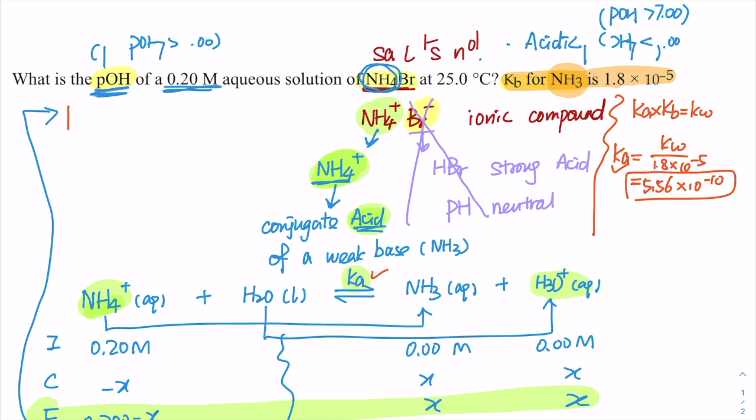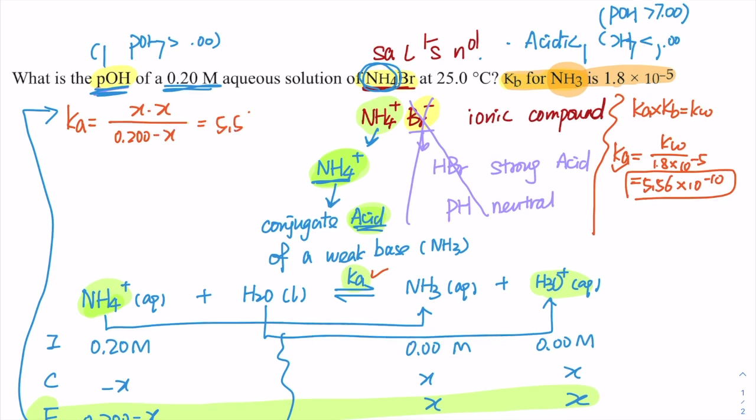Okay, so now Ka of this conjugate acid should equal x times x over 0.2 minus x, which equals 5.56 times 10 to the negative 10. Then you realize the Ka value is really small, so we can use the small approximation. Since the x involved in the change is so small, we can ignore it. Okay, so now solve: x squared equals 0.2 times 5.56 times 10 to the power negative 10.